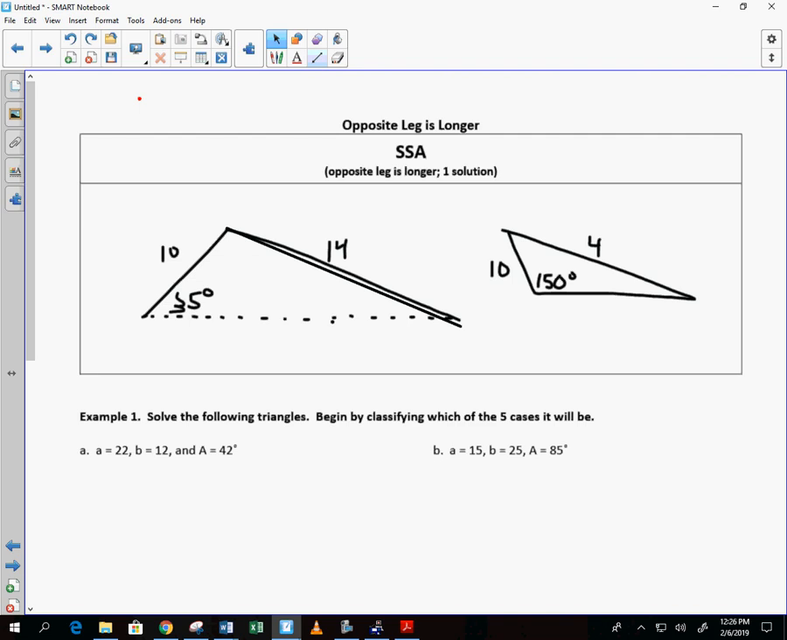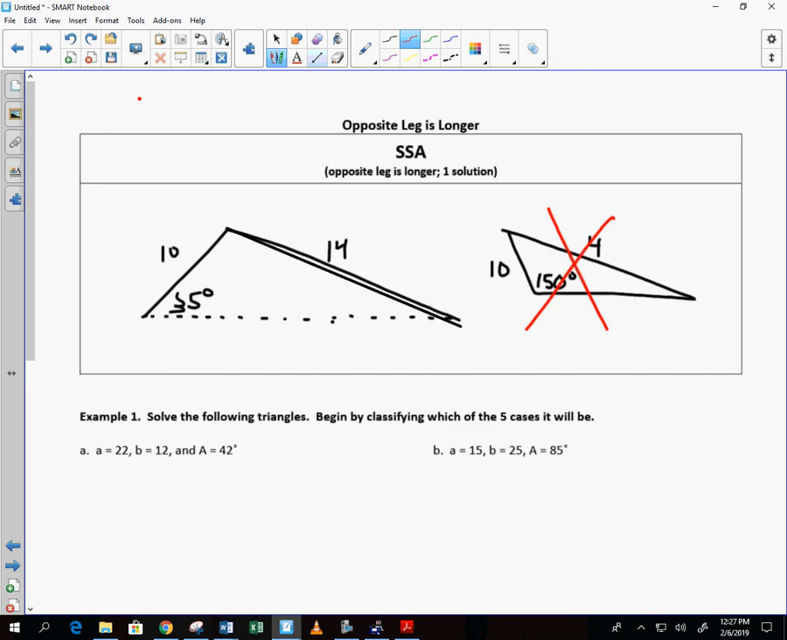How many obtuse angles can a triangle have? Only one, right? So if this is the obtuse angle, then the side opposite has to be the largest side in the triangle, right? And it's not. So this triangle is an impossible triangle. There is no solution for that.